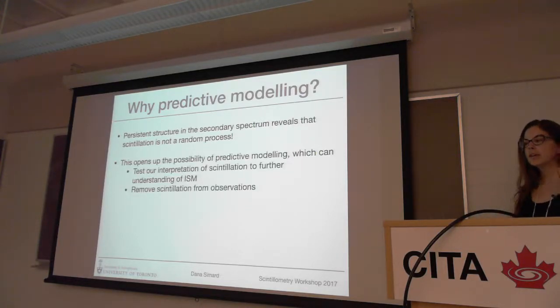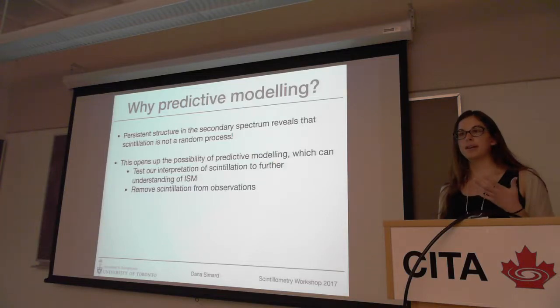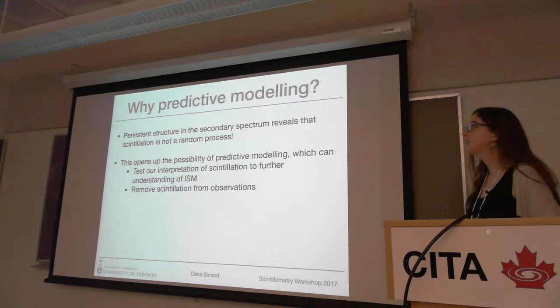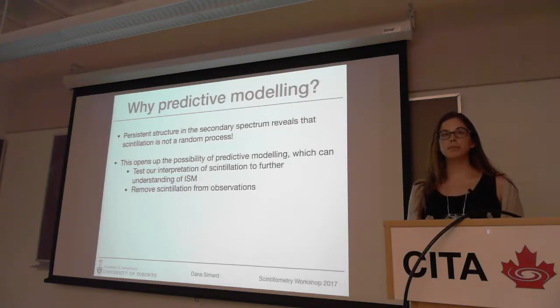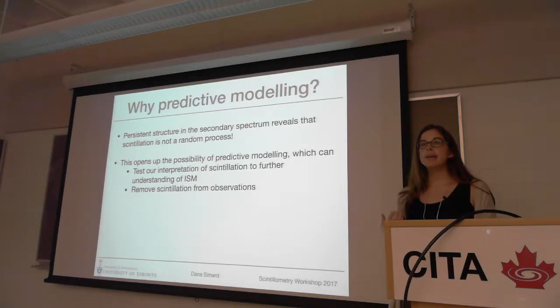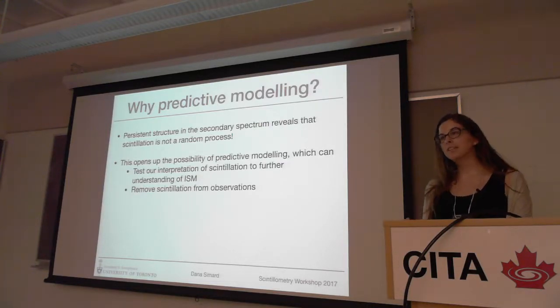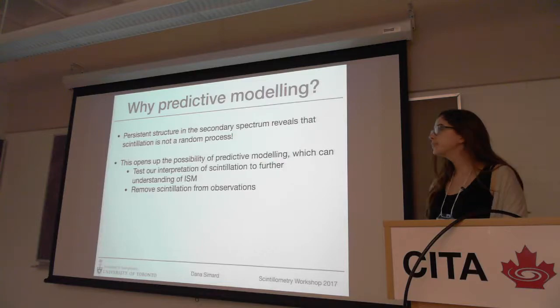And there are two sides to scintillation. I think here we've talked more about using scintillation to understand pulsars, but there is another side, which is using scintillation to understand the interstellar medium. And predictive modeling can help inform both of these approaches. So with predictions, we can make tests based on our understanding of the interstellar medium, and then test those in order to see where our understanding might fall short.